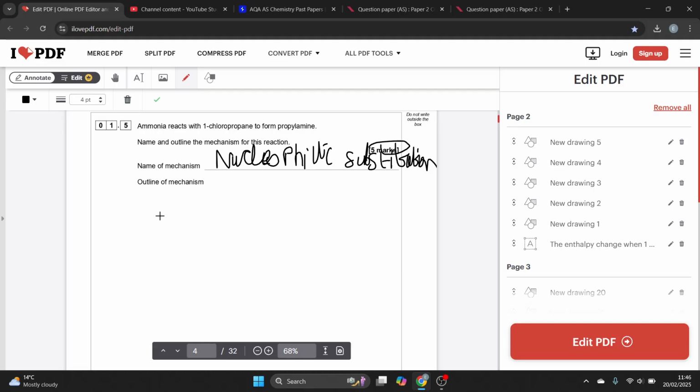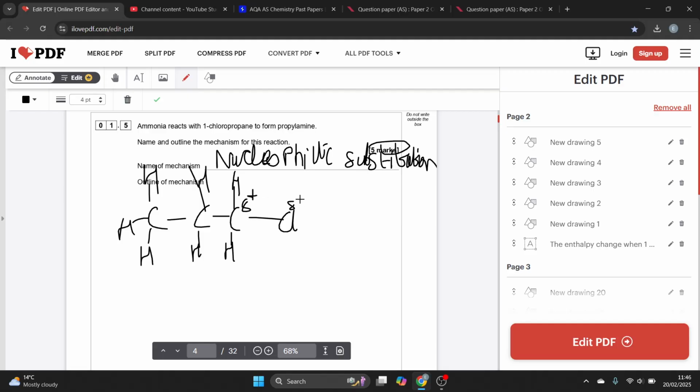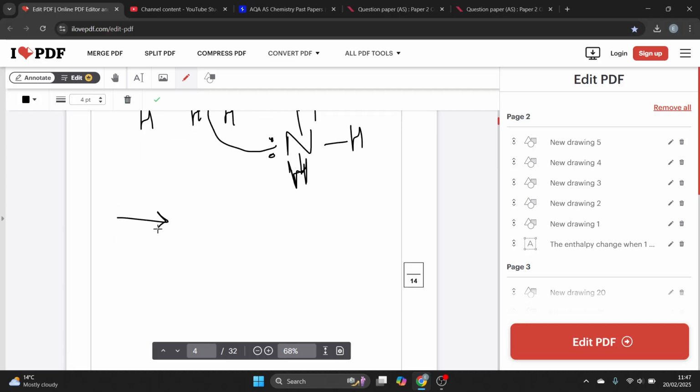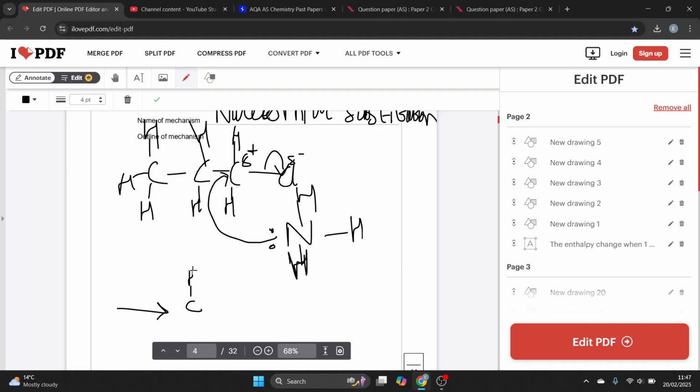So the rest of this mechanism: I've got methane, ethane, propane, 1-chloropropane, and I want to form propylamine. Now this mechanism is fairly simple. Like all the mechanisms, you just have to memorize them, or keep rewriting them, drawing them out till you know exactly what to do with any type of compound. So, lone pair of electrons on NH3 attacks the partially positive carbon, the C-Cl bond breaks, we form CH2, CH2.